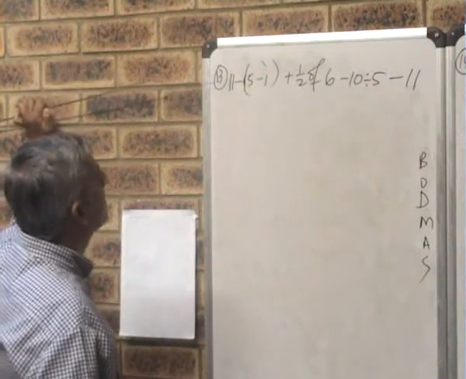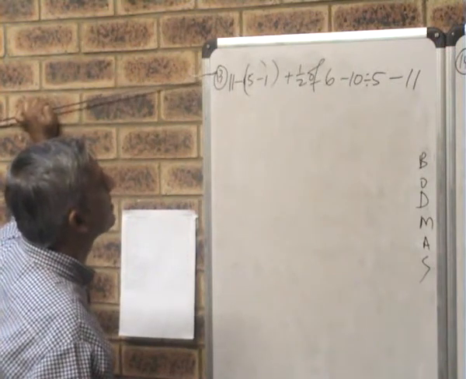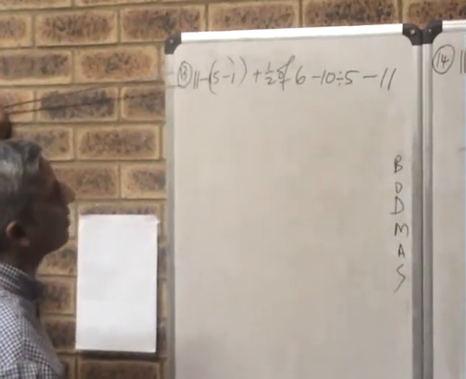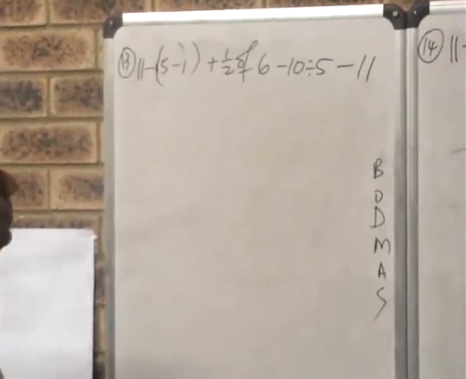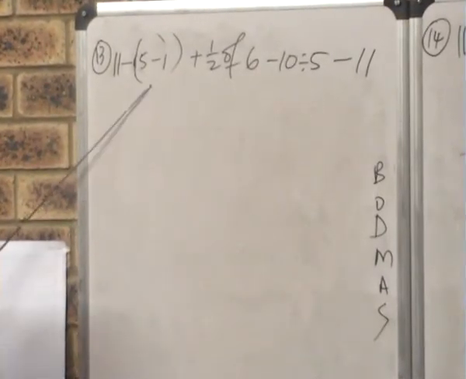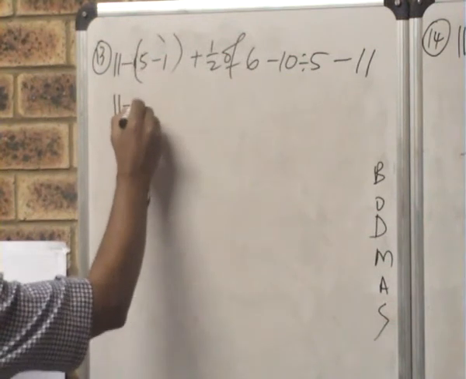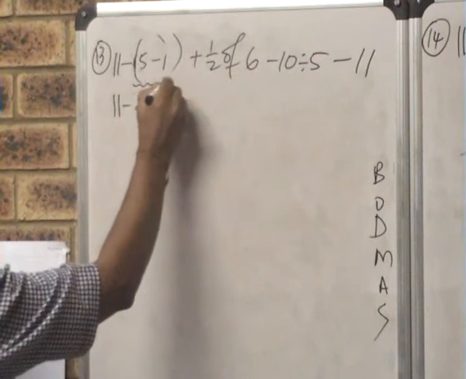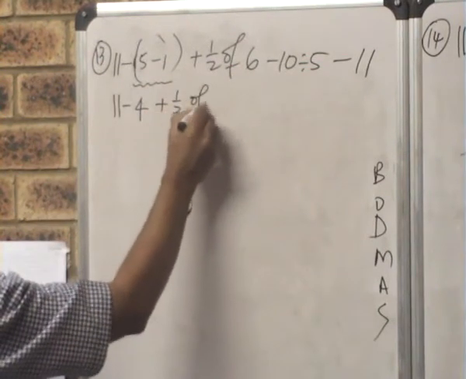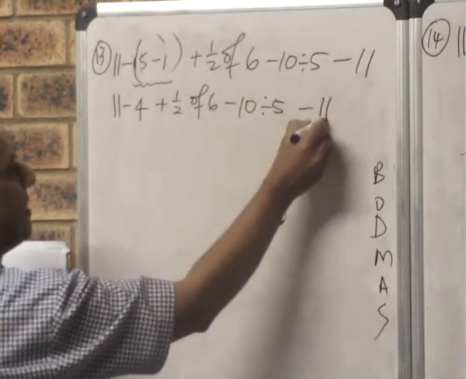Right, so we're at number 13, and when we read the question, 11 minus (5 minus 1) plus half of 6 minus 10 divided by 5 minus 11. So we realize we have to use the rule of BODMAS. We're looking for a bracket. We have found it, 5 minus 1. So there's your 11, there's your minus, 5 minus 1 gives you 4. We've done the bracket first. Plus half of 6 minus 10 divided by 5 minus 11.